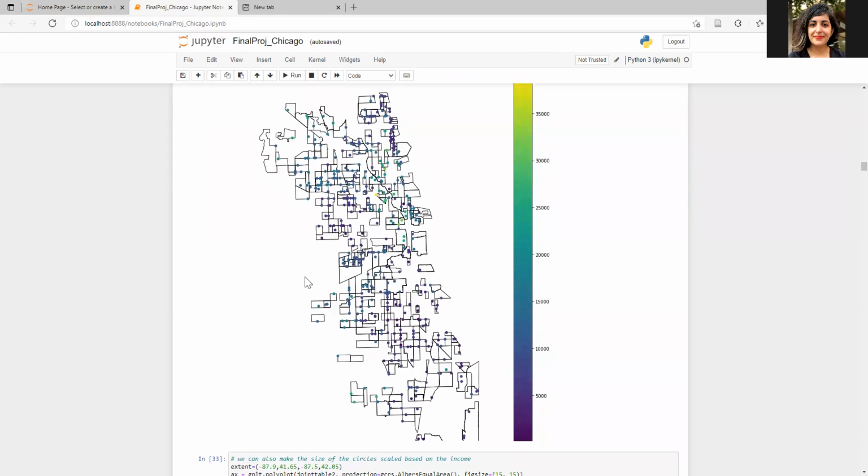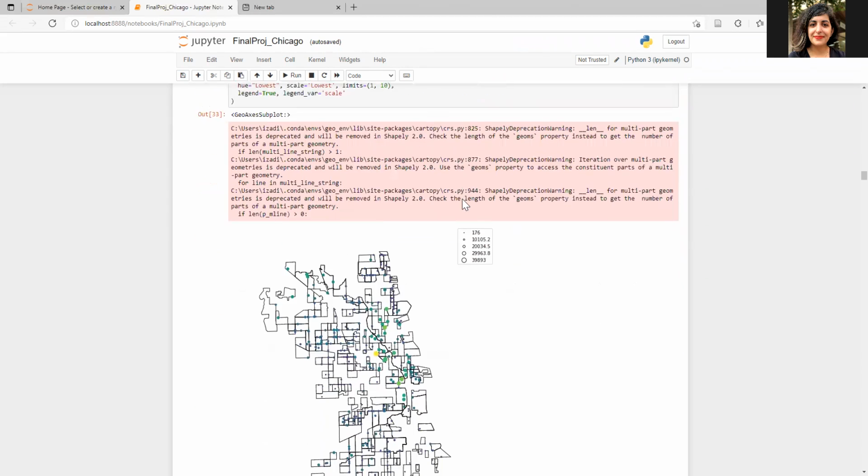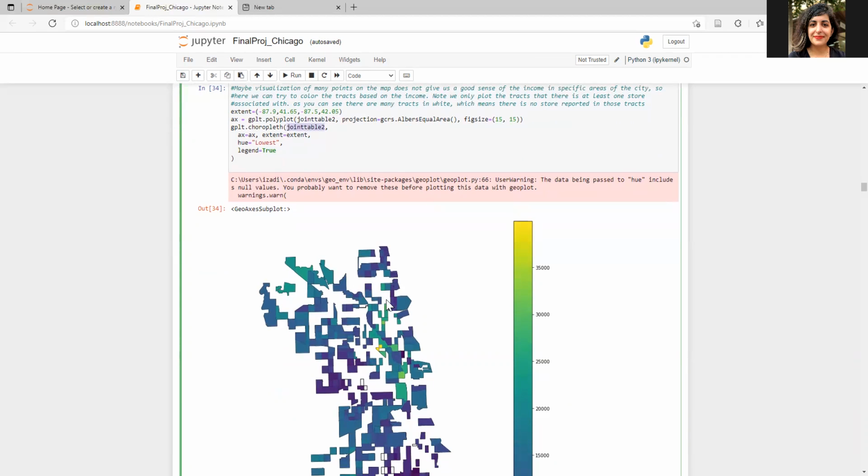I did some experiments here. I'm not going to explain them because they did not get me to a good point of analysis. These are just experiments until I got here. In this one, in my join table 2, I had my grocery locations. I had my census tracts identified by the grocery stores. And not all census tracts had grocery stores, so they turned out to be white.